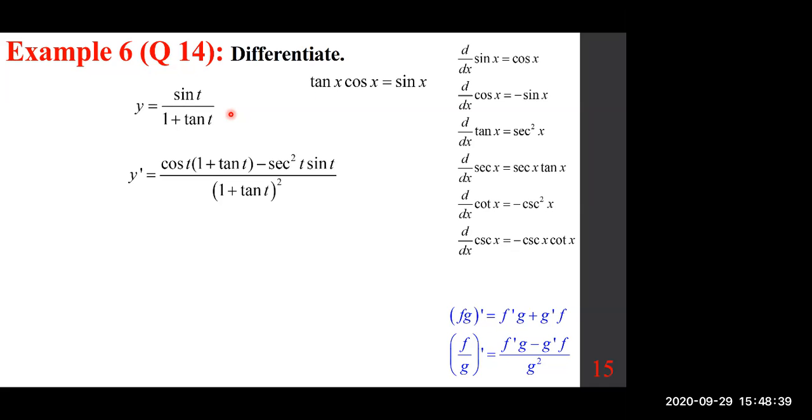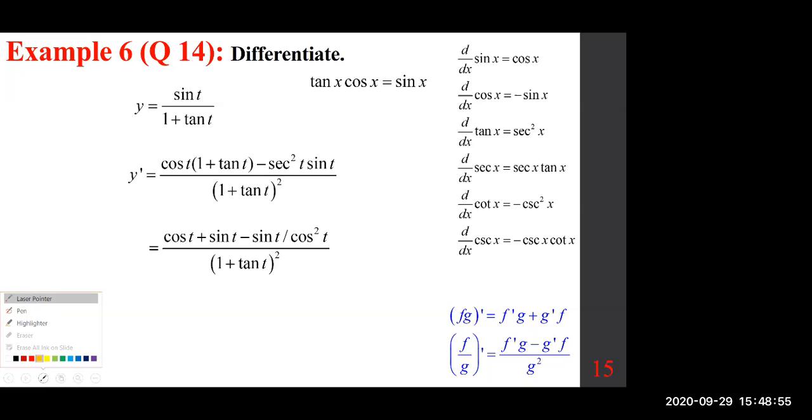Let's distribute. So cosine t plus cosine t tan t. Let me just write this at the top of this class. We get here cosine t, right, class? Cosine t plus cosine t tan t, and this is the same as sine.